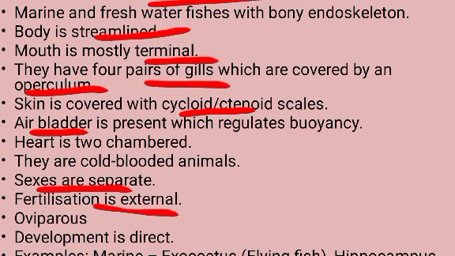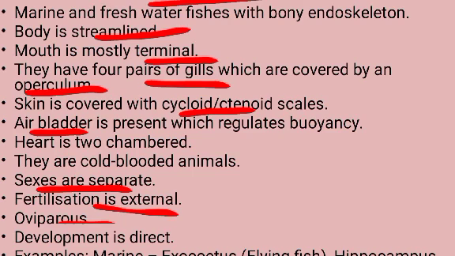Then fertilization is external, that is, the gametes will be released into the external water where the fertilization can take place, and they are oviparous animals. Mainly they are oviparous. What do you mean by oviparous animal? They are egg laying animals. Ovi means egg, ovum; ovi-laying, that is, egg laying animals.